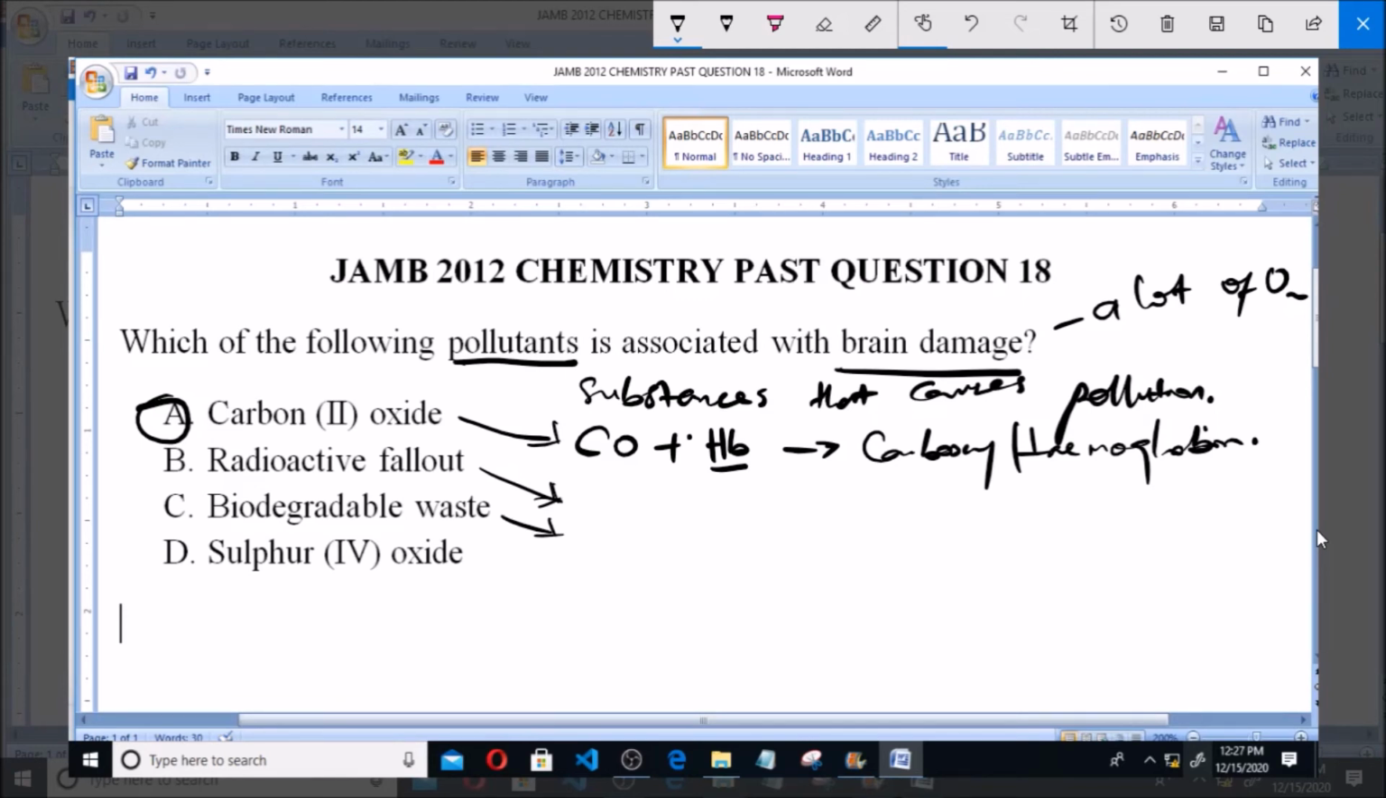Now, sulfur IV oxide, on the other hand, is also an air pollutant. Sulfur IV oxide does not cause brain damage, but it is an irritant of the eye. It irritates the eye and can also cause acid rain.